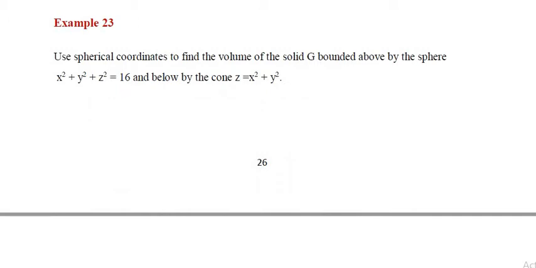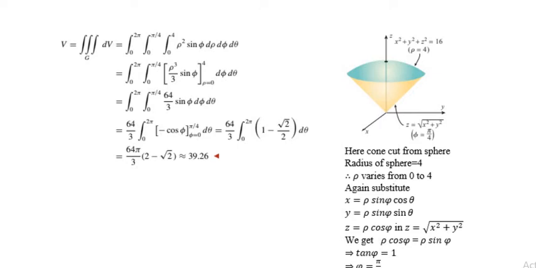Now we shall discuss a question here. Use spherical coordinates to find the volume of the solid G bounded by the sphere x squared plus y squared plus z squared equal to 16 and below by the cone z equal to the square root of x squared plus y squared. Now we will see the solution here.